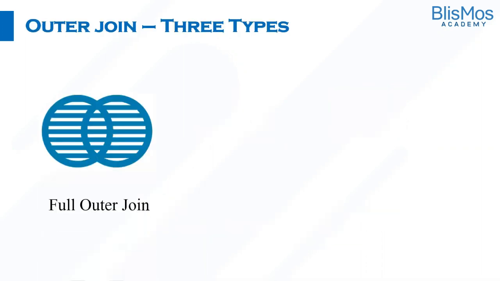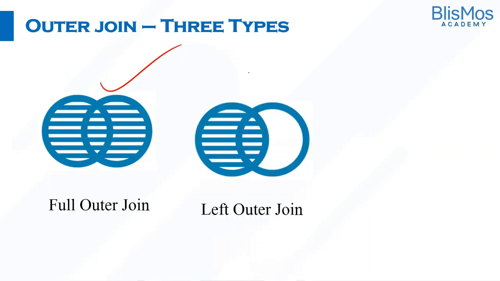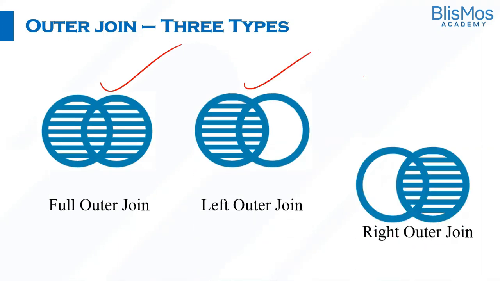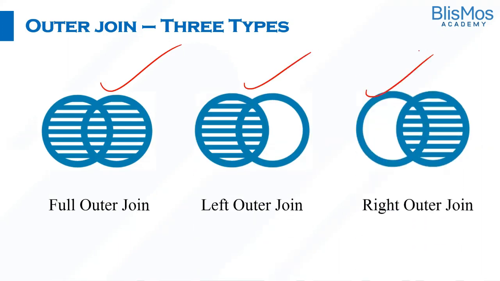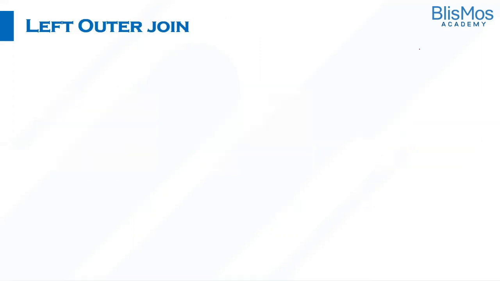We do have three types of outer joins. First one being full outer join. The second one is left outer join. The third one is right outer join. Let us look at the left outer join first. So what is left outer join?